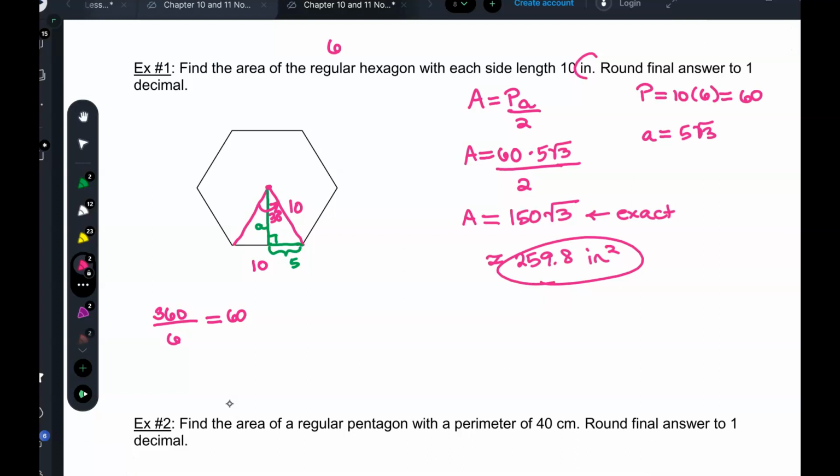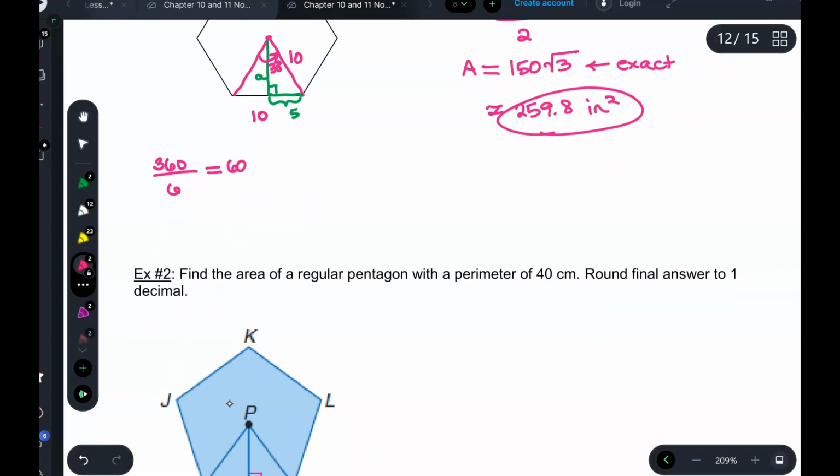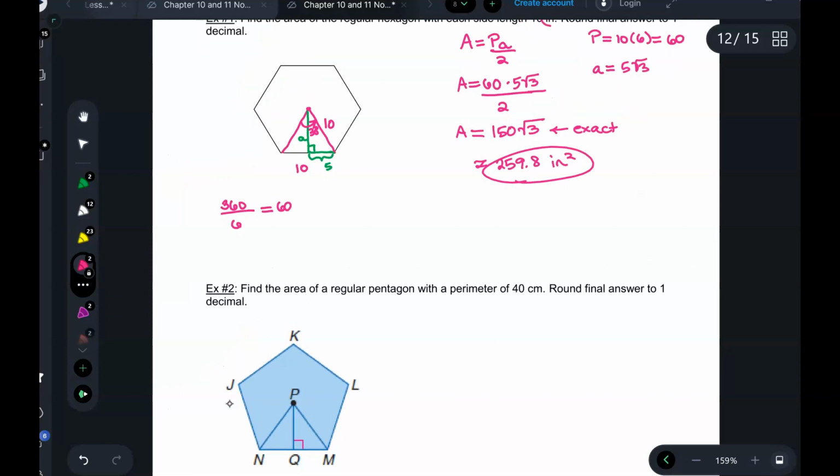It just goes to this area. And that was the area of the whole hexagon? That's the area of the whole one. Because what would I have to do if I was just finding the area of the triangle? Base times height divided by 2, so it'd be 10 times 5 root 3 divided by 2. And then I would multiply that by 6. Here, I'm figuring out the area of the whole thing all at once.